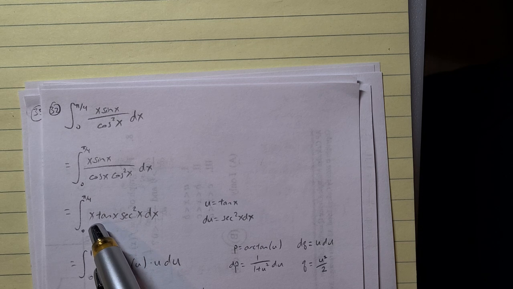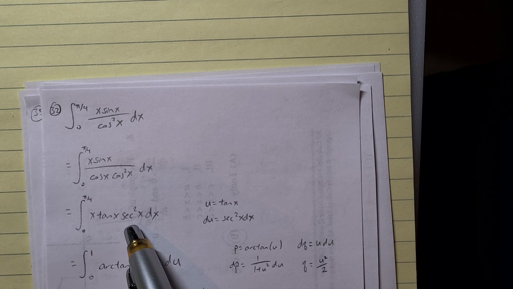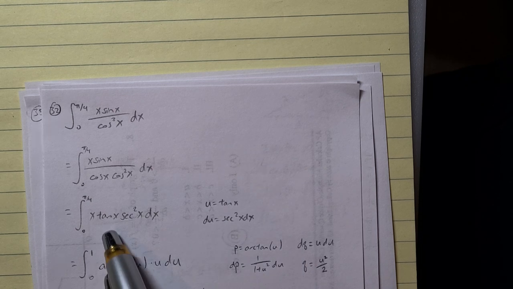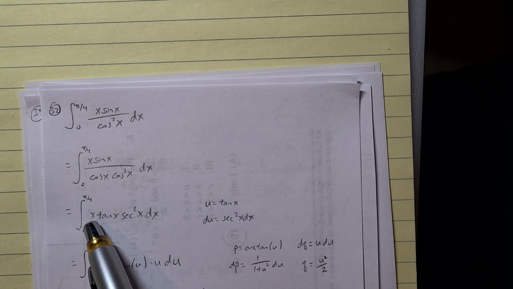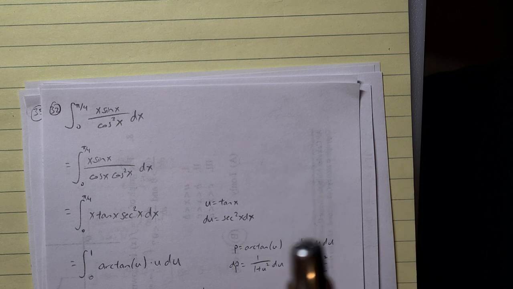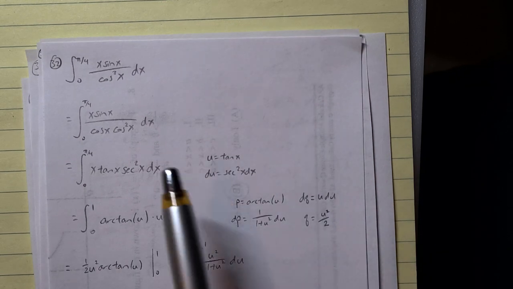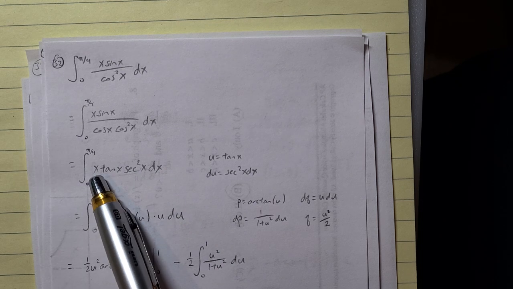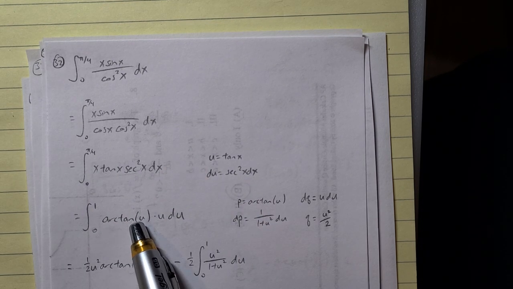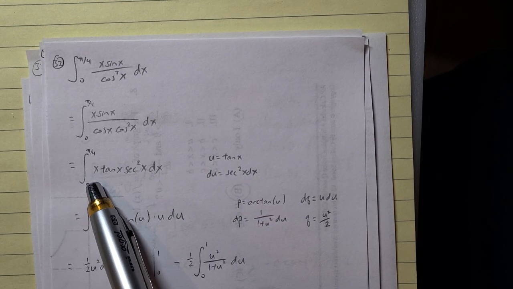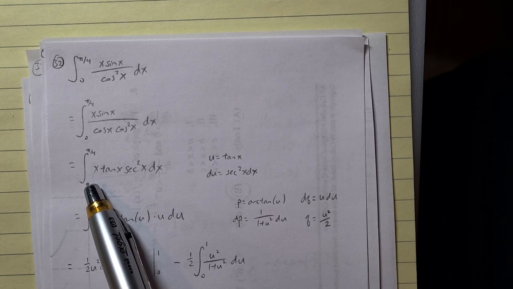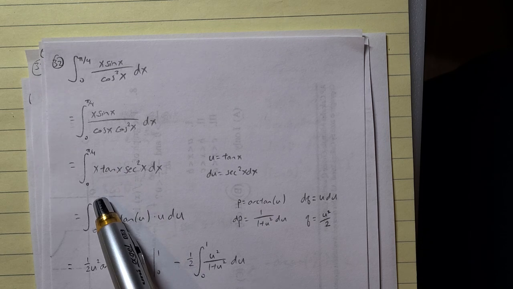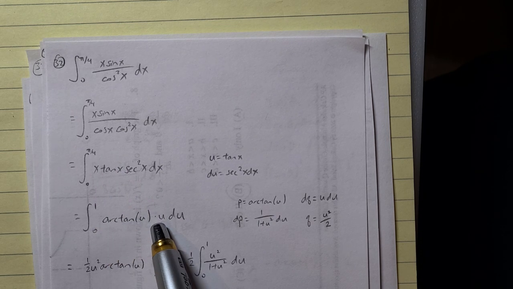And actually, when it's here, then I let u be tangent x, du is secant squared x dx, because I see something like that. But the problem is there's still this x, right? So when I do the substitution, that's just u du over here, and the x is arctan of u. Then changing our limits of integration, when x is 0, u is 0. When x is pi over 4, u is 1. So we have the integral of arctan u du.